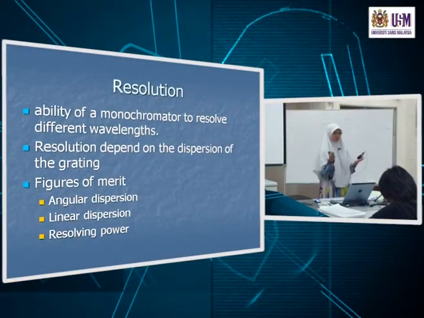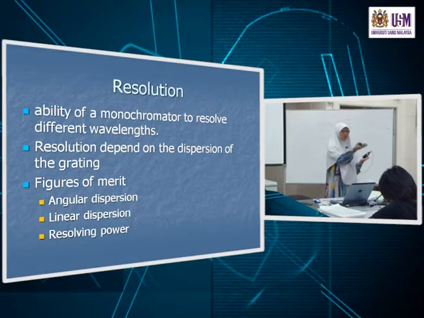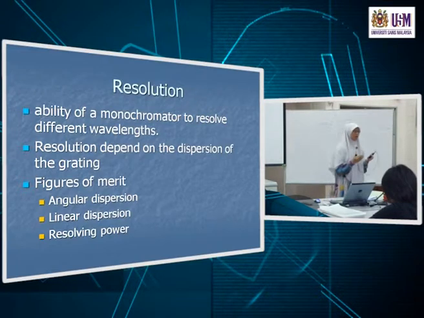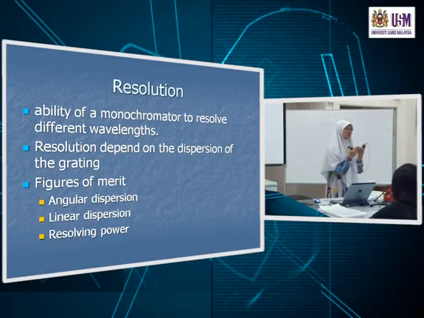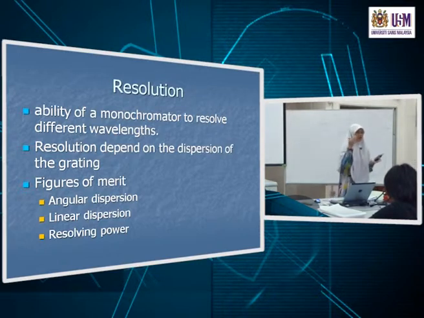Second, resolution. The whole purpose of the monochromator is that you split different wavelengths in different directions. Why? Because you want to distinguish. We want to detect only a certain wavelength. But if the wavelengths are too close to one another, it might come to a point that the monochromator cannot distinguish them. On the focal plane, they are too close. So that's what is meant by resolution. When you talk about resolution of a monochromator, it is the ability to distinguish wavelengths which are very close to one another.